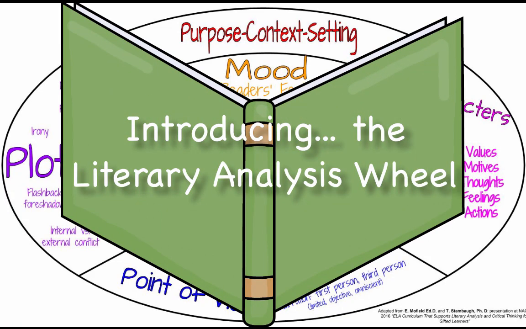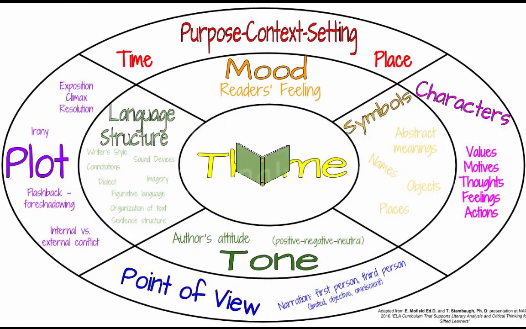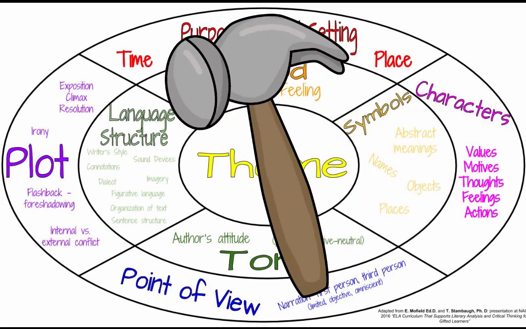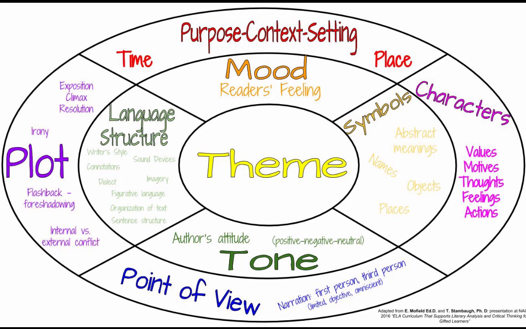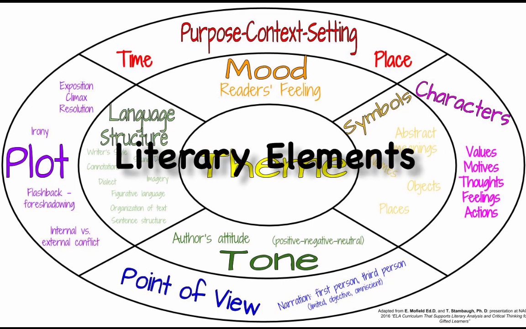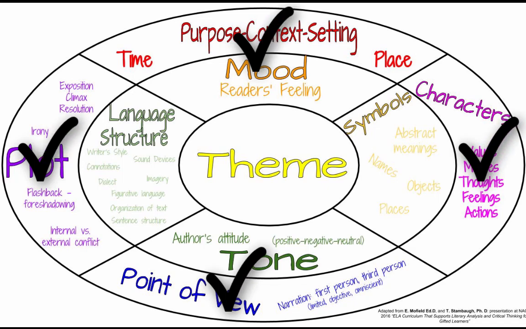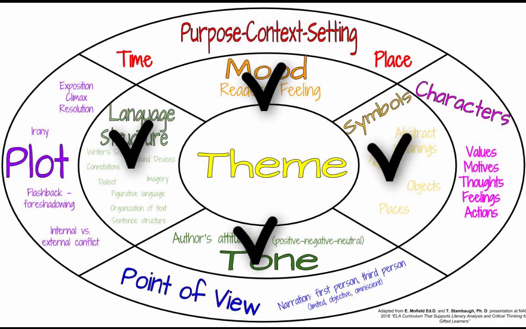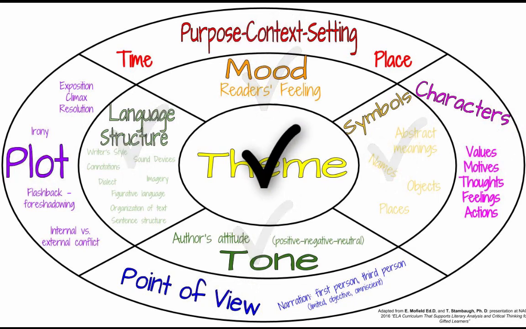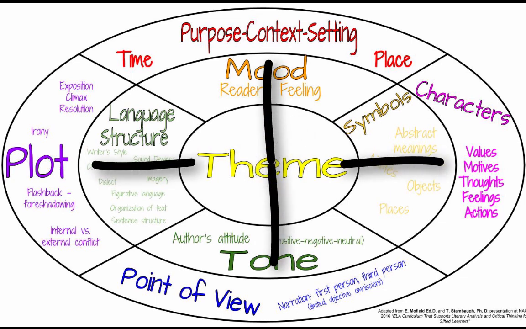This is a literary analysis wheel, and it's a tool that we'll use as we examine fictional texts. It can help us examine those literary elements in the text that we read, and it can help us understand how each element individually can contribute to the story overall. First, let's start with the outer ring.